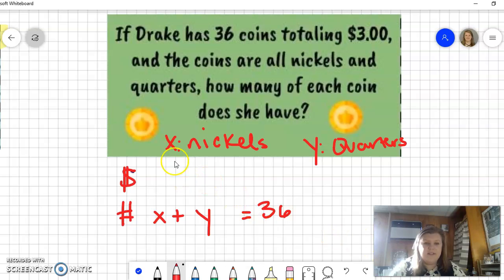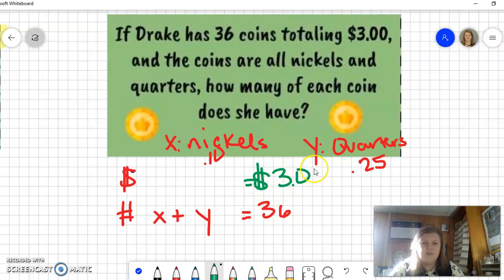Okay, now, in this case, I know, even though they don't give it to me in the question, that each nickel is worth 10 cents, and each quarter is worth 25 cents. So I'm going to use that in my equation. So I know that I'm going to have a total of $3. Every nickel gives me 10 cents, which is 0.10 times X. Every quarter gives me 25 cents, which is 0.25 times Y. So that's going to be my two equations in my system.